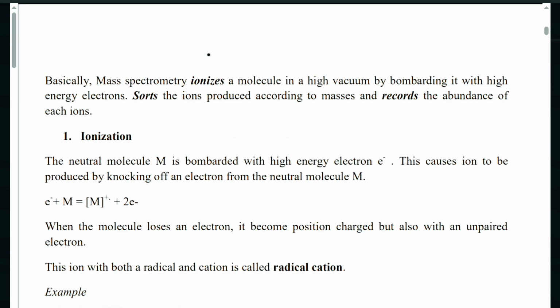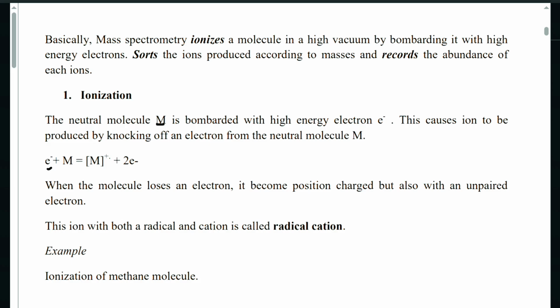Basically, mass spectrometry ionizes a molecule in a high vacuum by bombardment. The first thing you do is ionize a molecule in a high vacuum by bombarding it with high energy electrons. Then you sort the ions according to their masses, and then you record them in the mass spec. So basically, ionization: the neutral molecule M is bombarded with a high energy electron E. This causes an ion to be produced. When the molecule loses an electron, it becomes positively charged. I'm going to explain this with the example below.